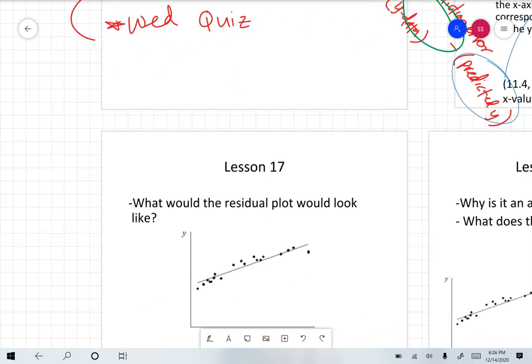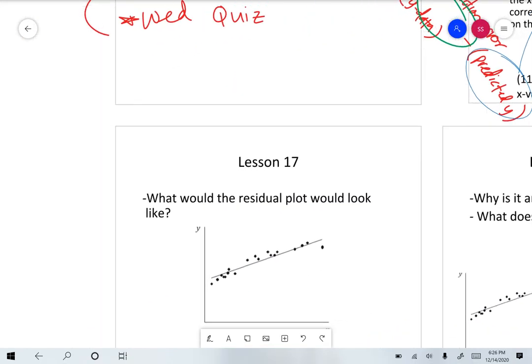Okay. So that's a quick refresher on residuals and kind of an intro into what a residual plot is.